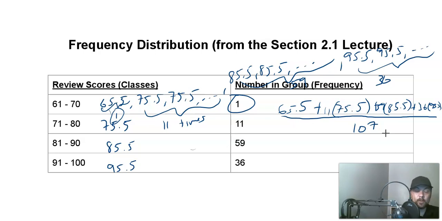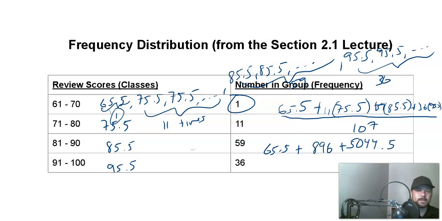Okay. So we will have 65.5 plus, I don't know how I want to do this. Let's do it one at a time. 11 times 75.5. Let's start with that. That's 896. Okay, so we're going to have 65.5, plus 896 from the 11 times 75.5. We'll have 59 times 85.5, which is 5,044.5.